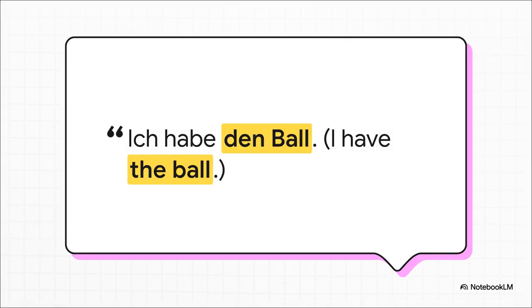Let's see this in action. Ich habe den Ball. I have the ball. Okay, I is the doer. That's our nominative subject. But why is it den Ball and not der Ball?